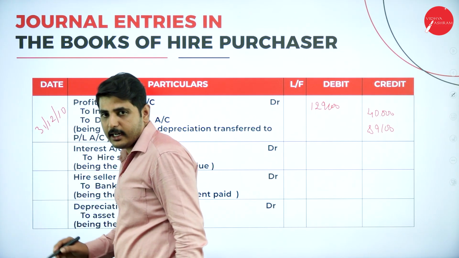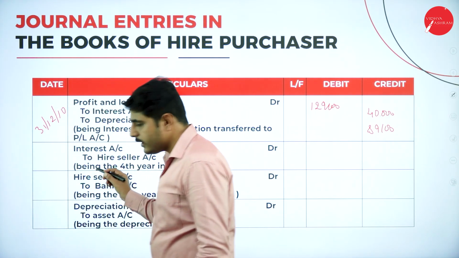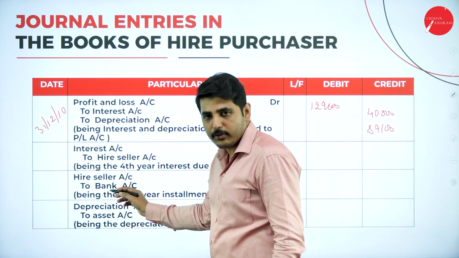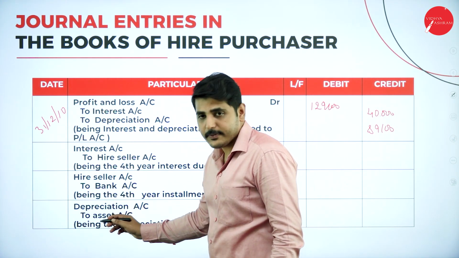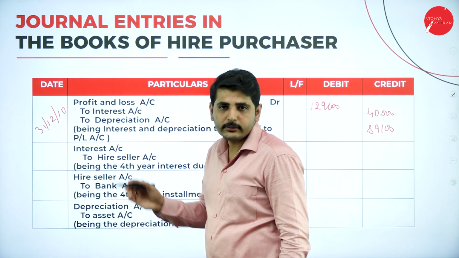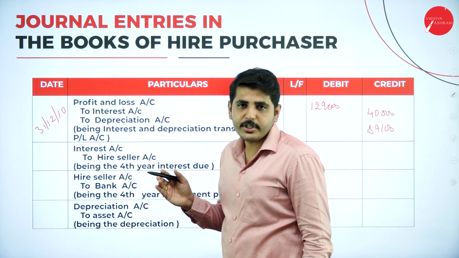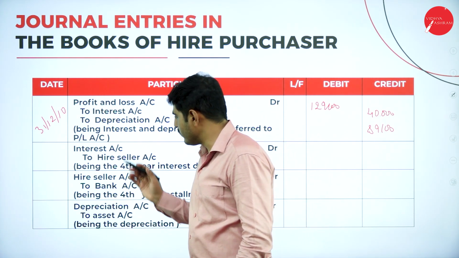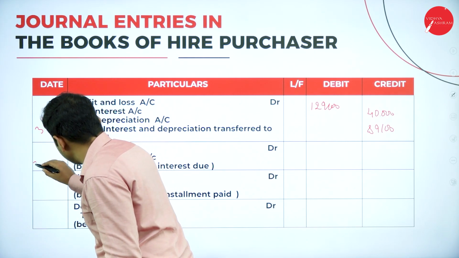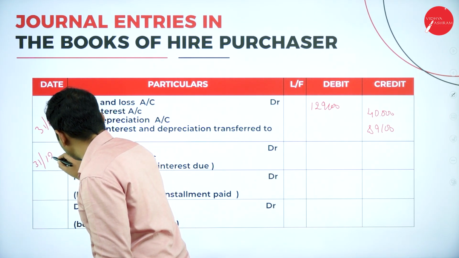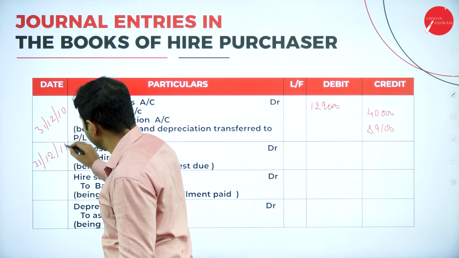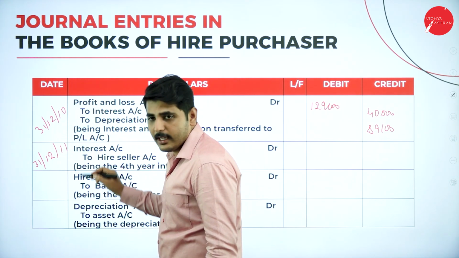Now we come to the fourth year. What are the journal entries? We have to show the interest due. Next we have to show the installment paid. Next we calculate the depreciation. Last, transfer of interest and depreciation to Profit and Loss account. Now the date is 31st December 2011. That was 2010, this is 2011.